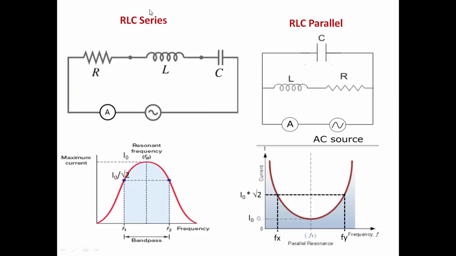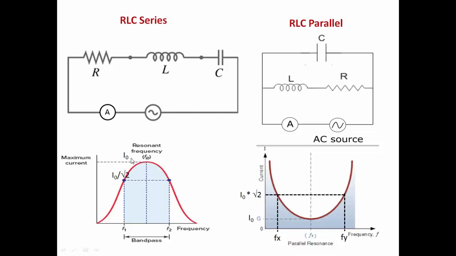See, this is the series RLC circuit. Here the resistor, inductor and capacitor are connected in series, that is end-to-end connection, and we are applying the frequency by using an AC source and measuring the corresponding current, and this is the graph. As the frequency increases, the current in the circuit goes on increasing and reaches a maximum. With further increase in frequency, the current goes on decreasing, and this peak current is called the maximum current.